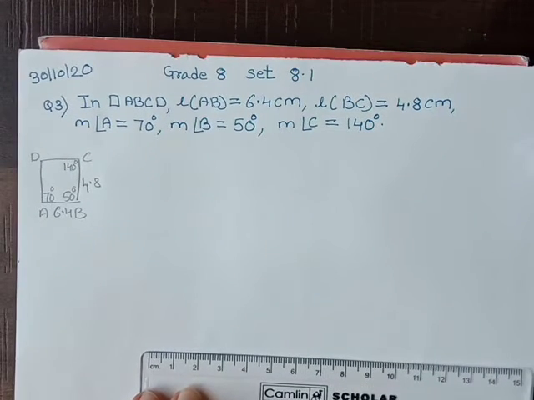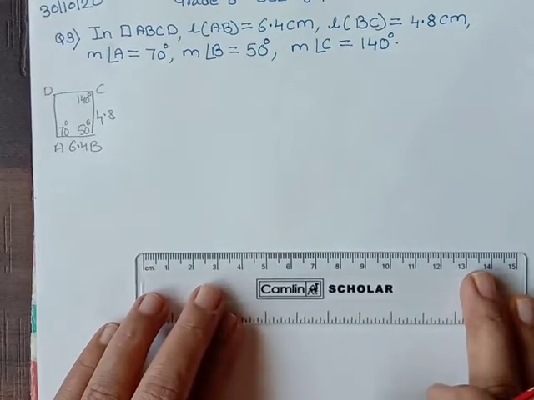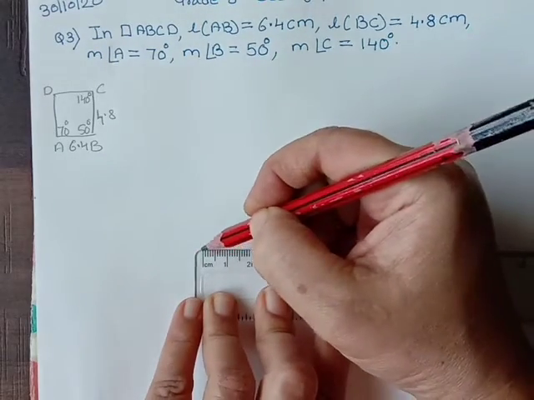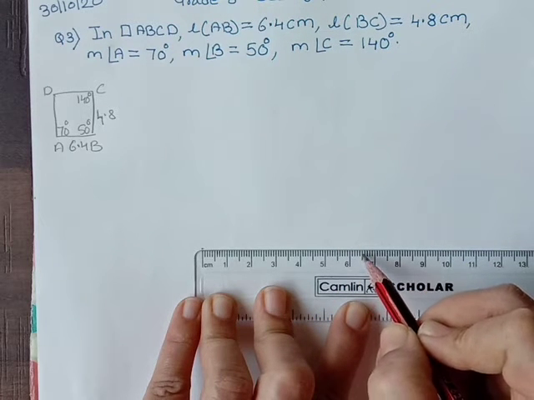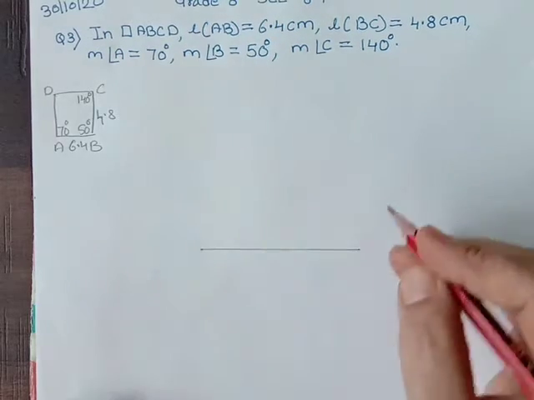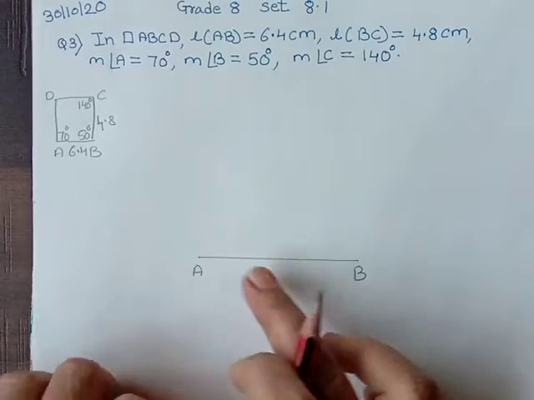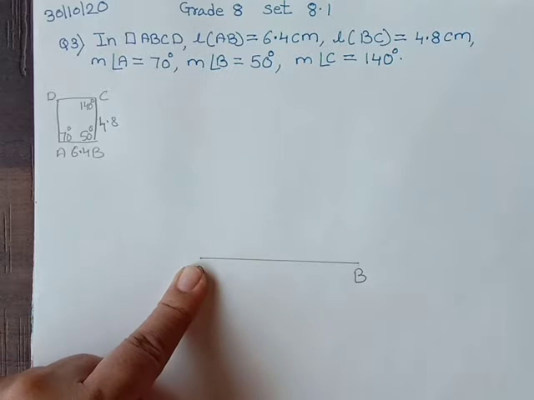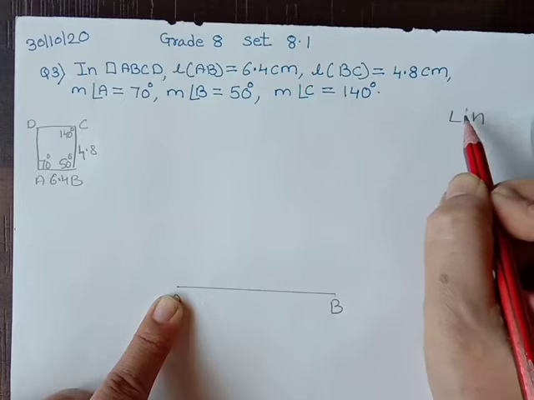I'll just move this page. Let me draw 6.4. Just one line is 6.4. Join this. This is your A and this is your B. Done. Now how much is angle A? Angle A is 70 degrees, which is on this left hand side. Remember the word Lina? I have told you, Lina.